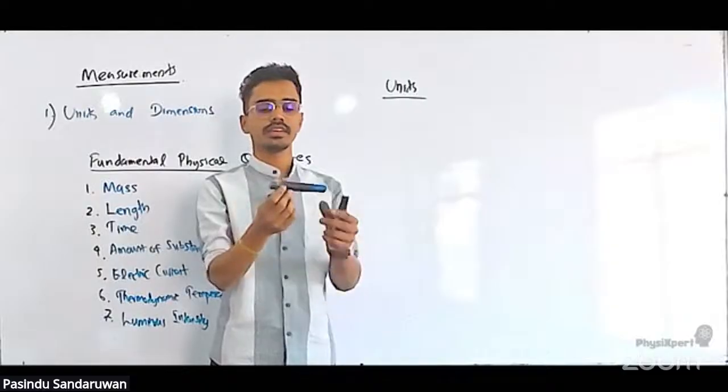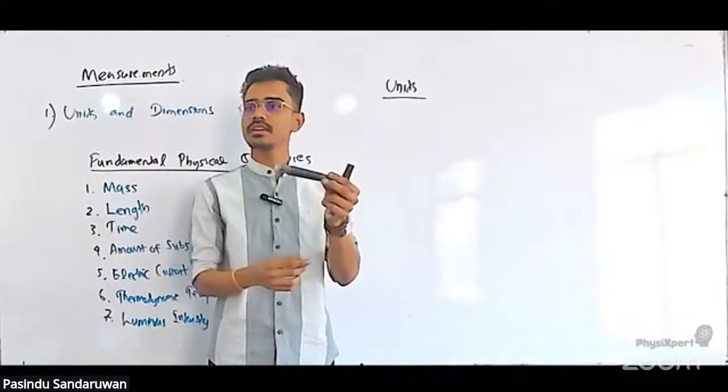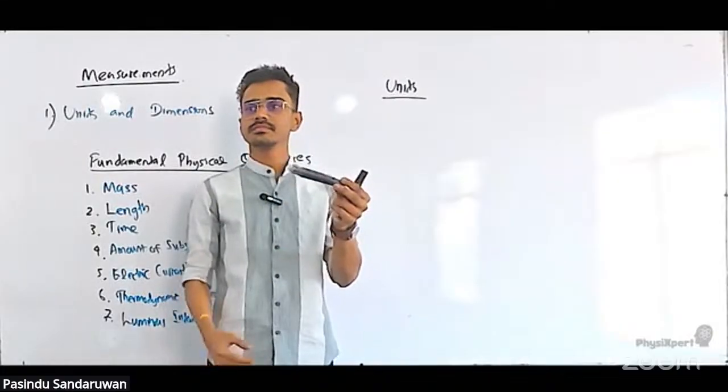This is called a pen because you have been taught that this is a pen. If you say this is a table, you are still saying it as a table. That's something you have been taught.